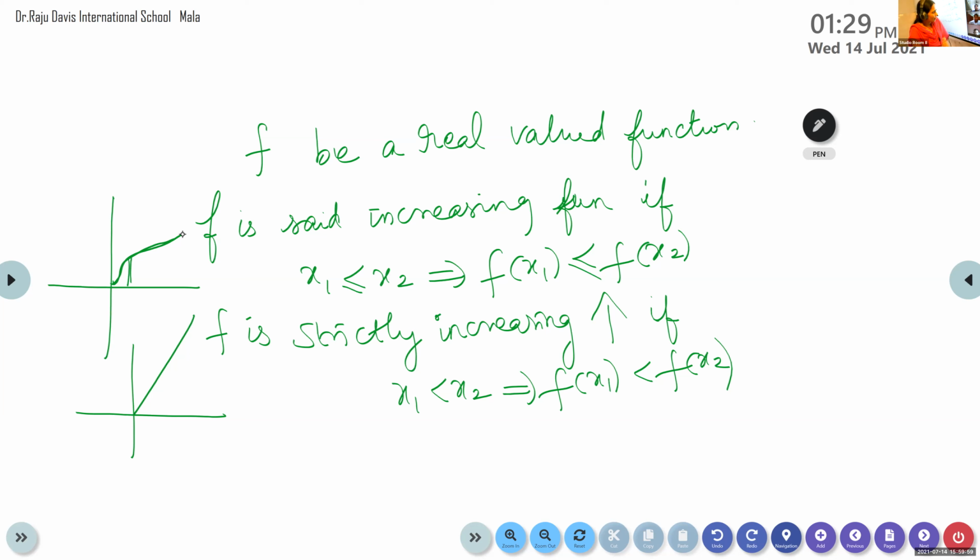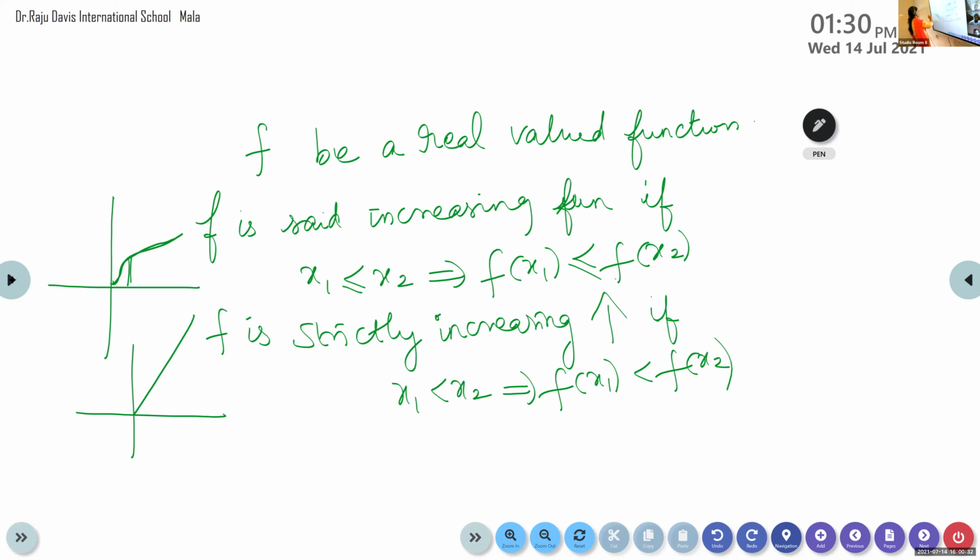So, a function f is said to be increasing. We are giving only the general definition. We are not applying the derivatives. We are learning only the definition of an increasing function. f is said to be increasing if x1 is less than or equal to x2 implies f of x1 is less than or equal to f of x2. The same way, f is strictly increasing if x1 less than x2 implies f of x1 is less than f of x2. This is about increasing functions.